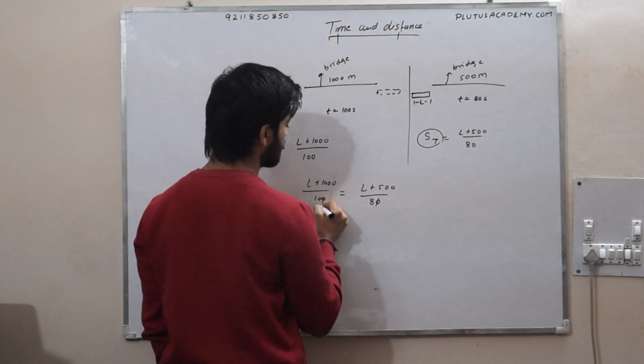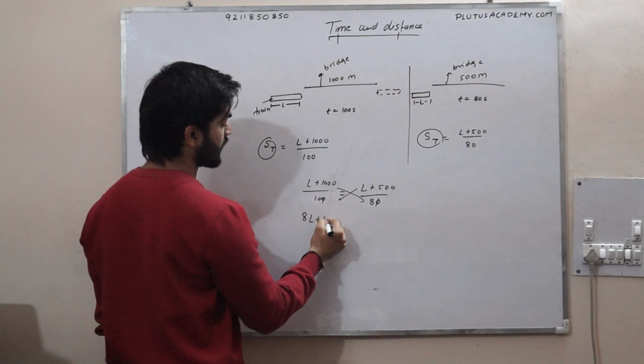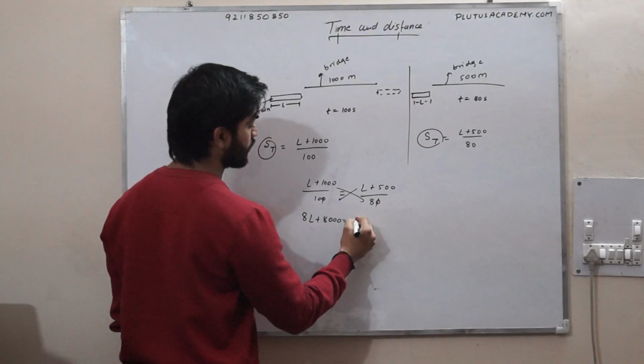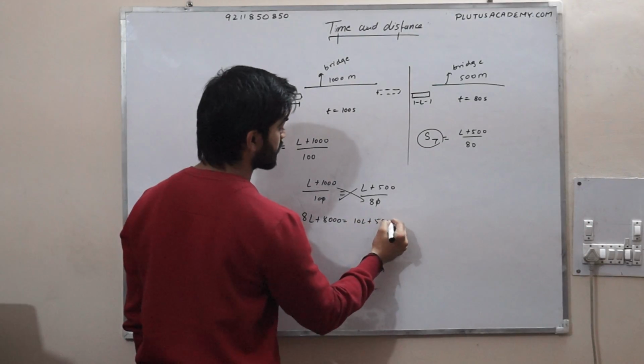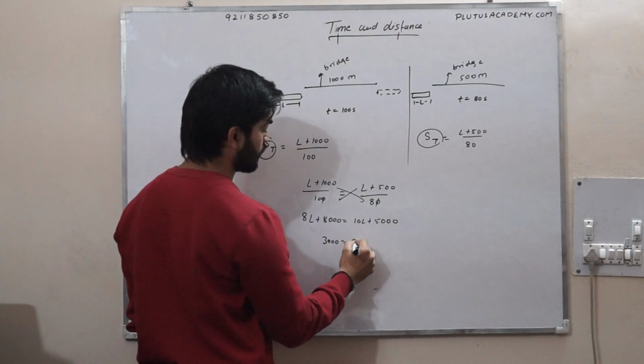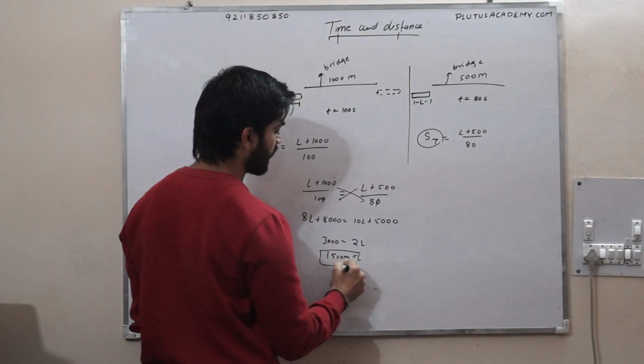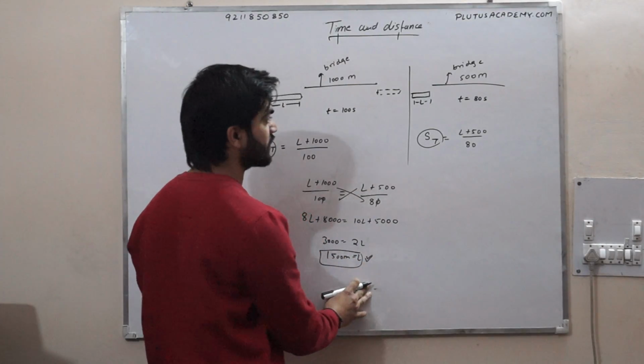So you can cut these two units. You can say cross multiply here. 8L plus 8000 should be equal to 10L plus 5000. So 3000 is equals to 2L. So L is equal to 1500 meter. So what is the length of the train? 1500 meter. This is the final answer.